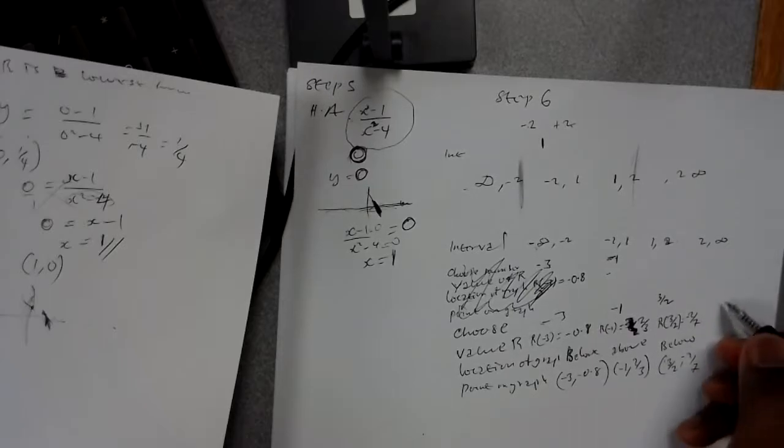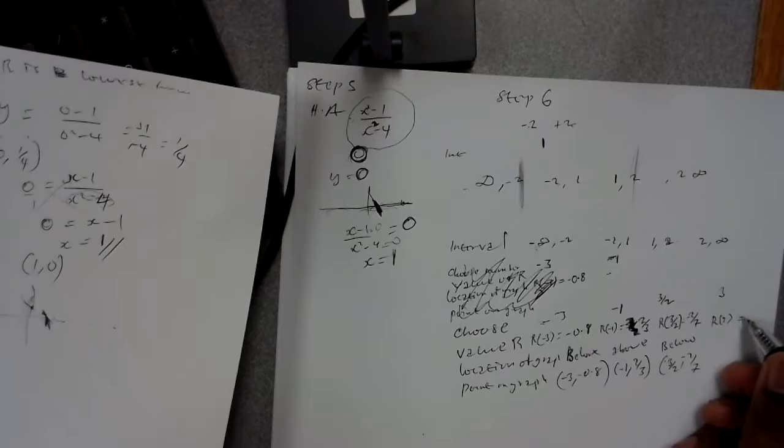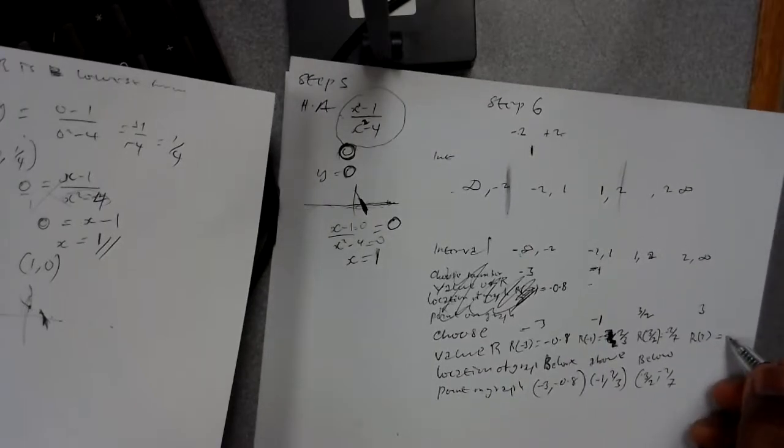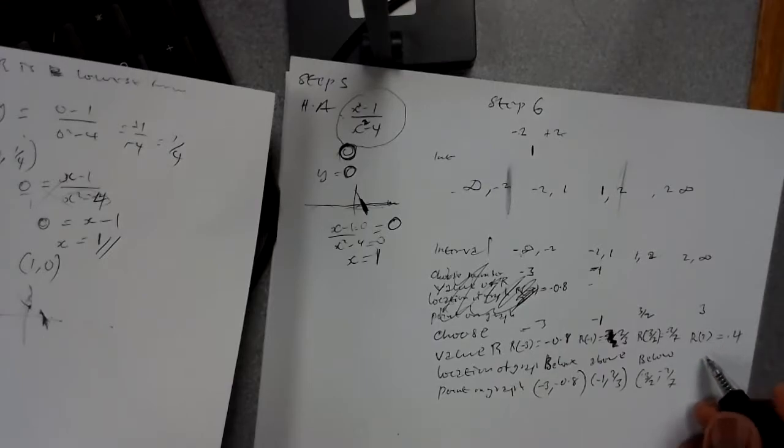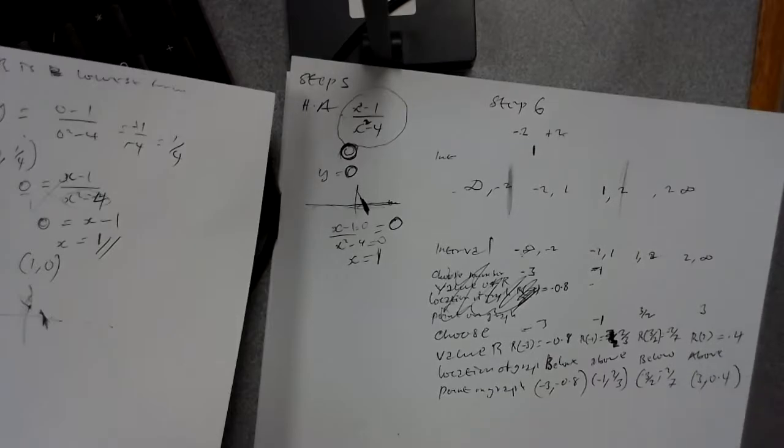So the last one is that one. That one we choose 3. If you put 3 in there, R of 3 is equal to 0.4. 0.4 is positive, so it's going to be above. If it's negative, below; positive, above. So the corresponding values we get are 3 and 0.4. Now we get the points.